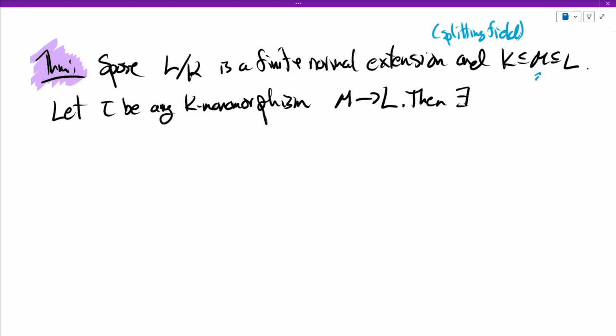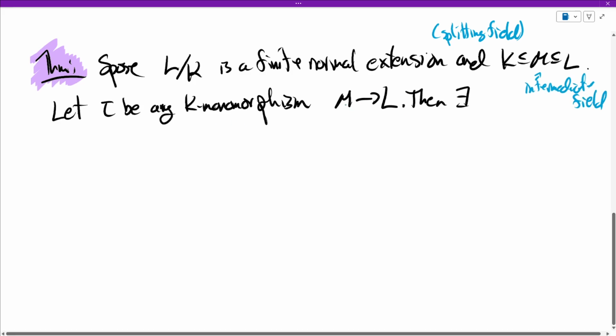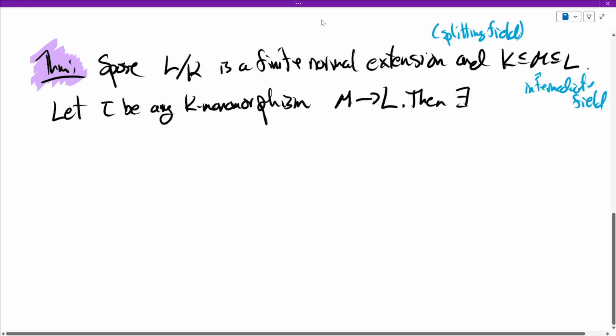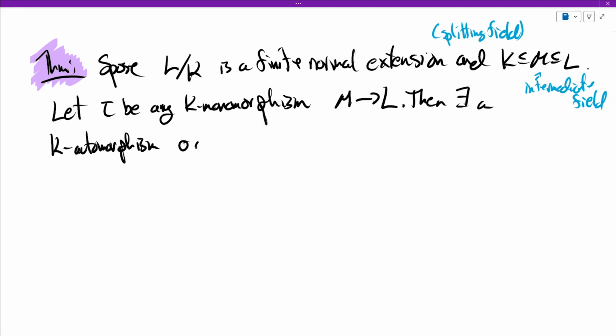So M here is some intermediate field. And you have a K-monomorphism tau from M to L. There is one given one: since M is a subfield of L, we can just include M into L. But maybe you have some other K-monomorphism in mind. So you have any K-monomorphism from M to L, and I'll give you an example of this after we prove this. Then there exists a K-automorphism sigma of L, such that sigma restricted to M is tau.